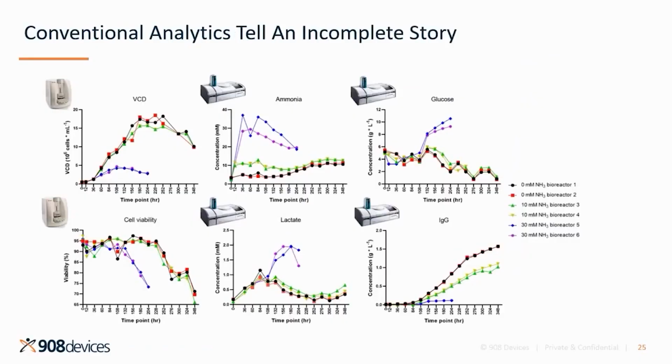Although it was easy to discern the highly stressed 30 millimolar ammonia culture from the others, there were negligible differences in the standard cell growth and metabolite analytics from the control and 10 millimolar ammonia stress bioreactors. Despite this, there is a dramatic change in the amount of IgG produced, shown in the figure in the bottom right. To explain this, we wondered if there was something other than the ammonia changing in the system that could contribute to the observed productivity differences.